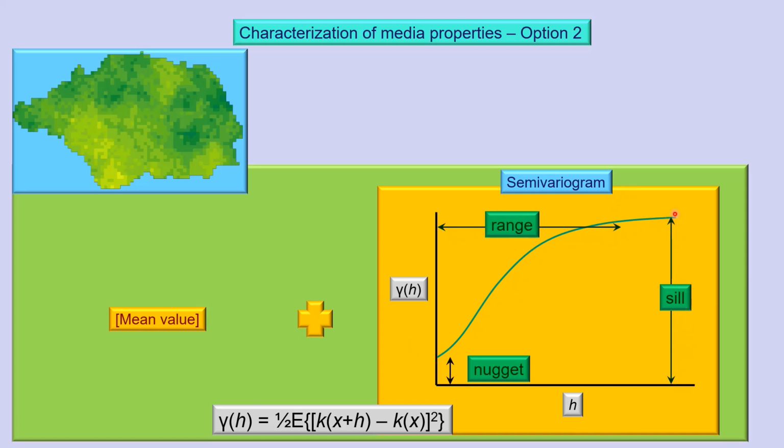The sill reflects the innate variability of this heterogeneous medium. The fact that if 2 points are a long way apart, there's only going to be a certain maximum expected difference between the properties, because the variability of properties within that model domain is not infinite.